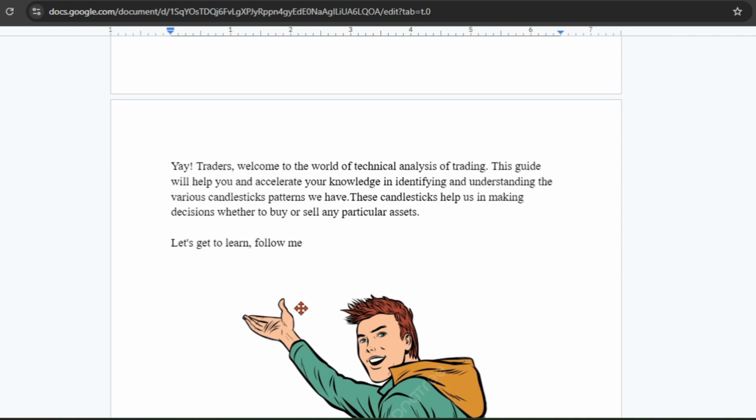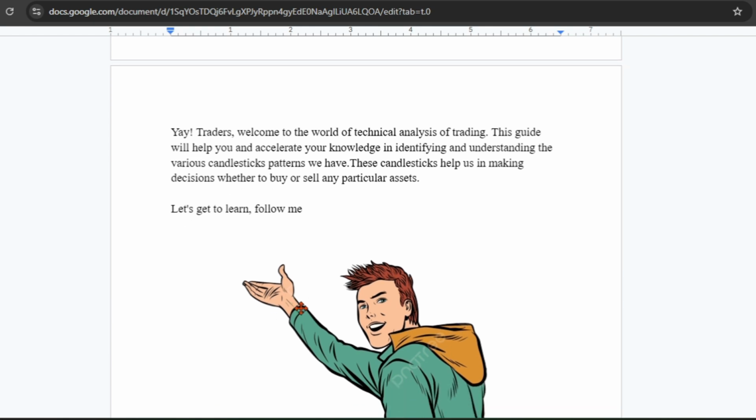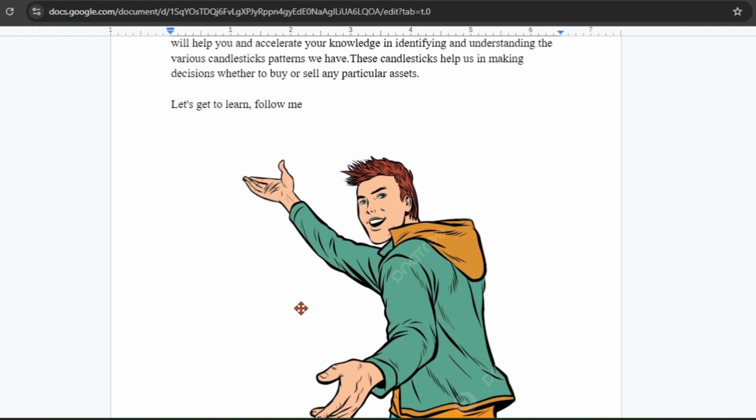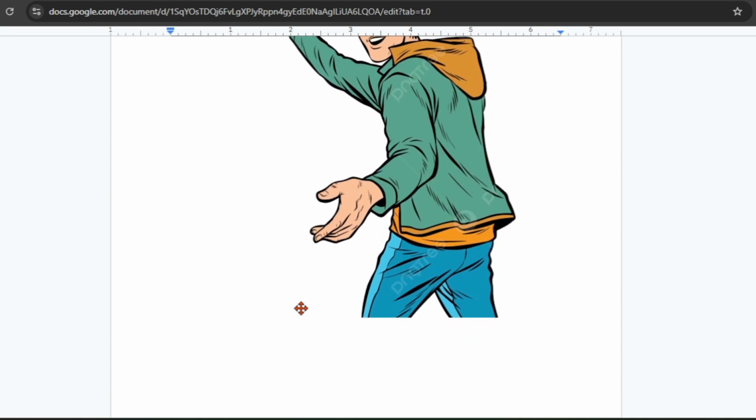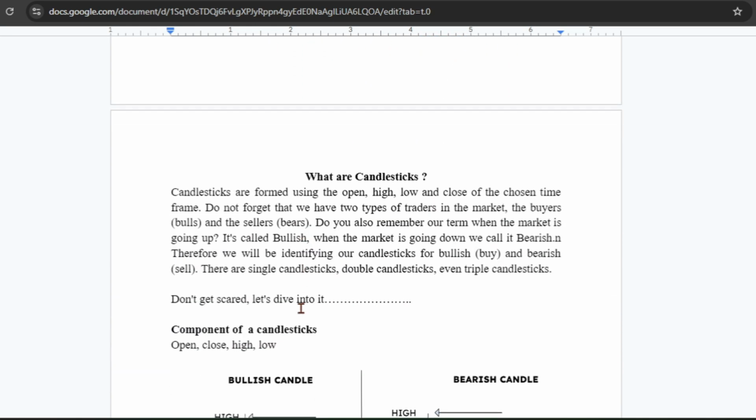So welcome to the world of technical analysis. This guide will help you accelerate your knowledge in identifying and understanding the various candlestick patterns we have. Candlesticks help us in making decisions whether to buy or sell any particular asset. So let's get to learn. Follow me as I show you what you need to understand when it comes to candlesticks.